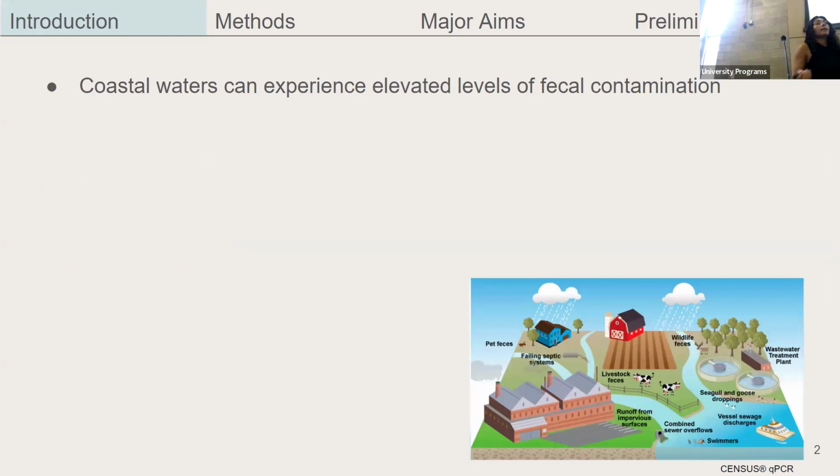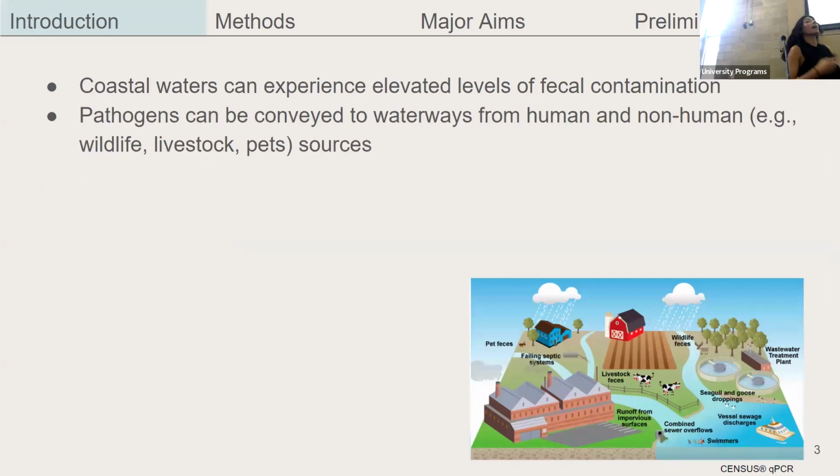So coastal waters can experience elevated levels of fecal contamination, and this can be a result of human populations, unsupported infrastructure, and terrestrial watershed drainage. And because these coastal areas receive and drain a lot of water, pathogens can be conveyed to these waterways from a variety of sources. So you can have human sources like septic tank failures and sewage spills, and you can have non-human sources like wildlife, domesticated pets, or livestock.